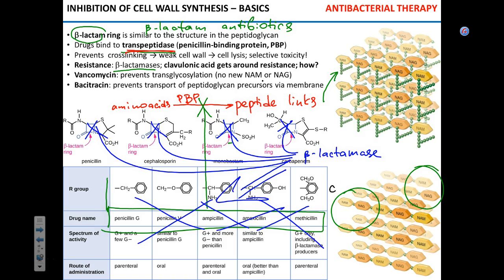Okay? Does that make sense? When clavulanic acid inhibits beta-lactamase, beta-lactamase cannot break down beta-lactam rings, and beta-lactams are efficient again. Does that make sense to you?